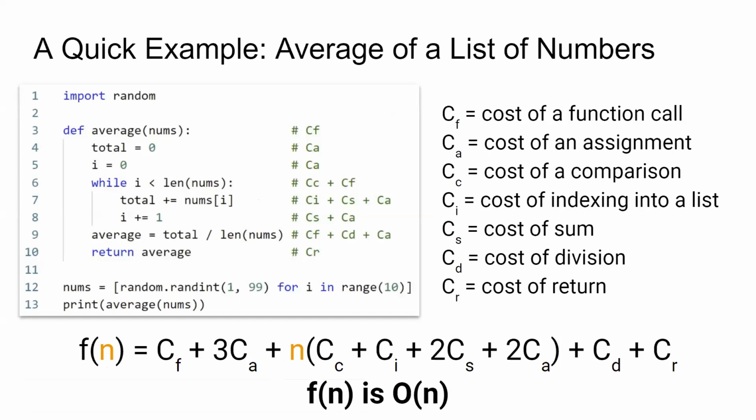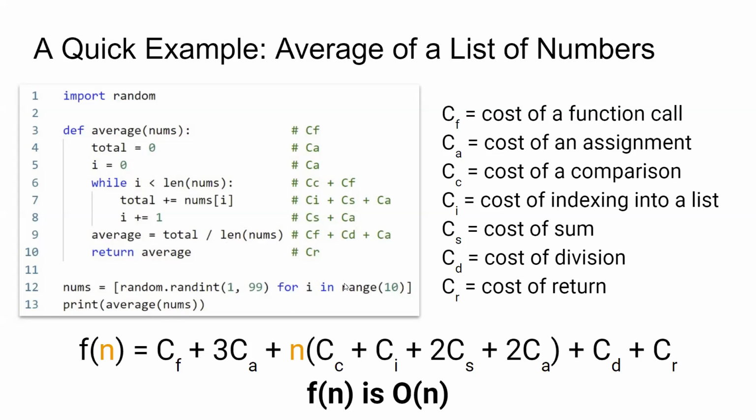So a really quick example. Let's look at this algorithm to calculate the average of a list of numbers. You can see here, we've got total equals 0, i equals 0. We're looping, summing up all the numbers in the list. And then we're calculating the average and returning the average. We've got a quick little list comprehension here, which will just generate a list of 10 numbers, and then we call the average function.